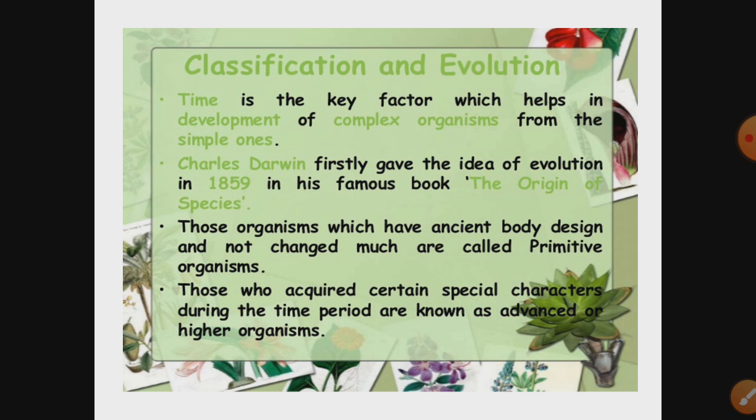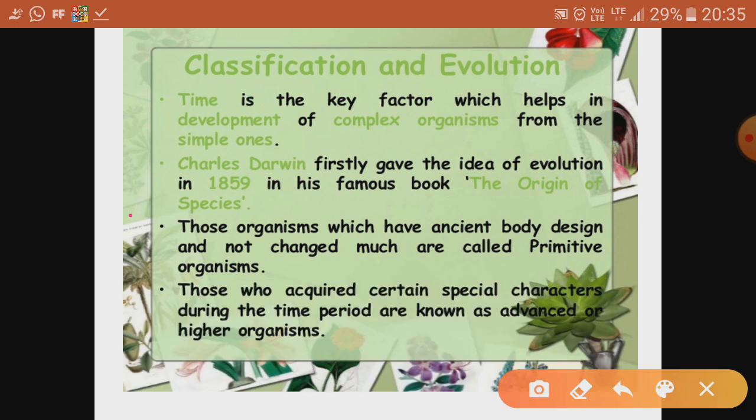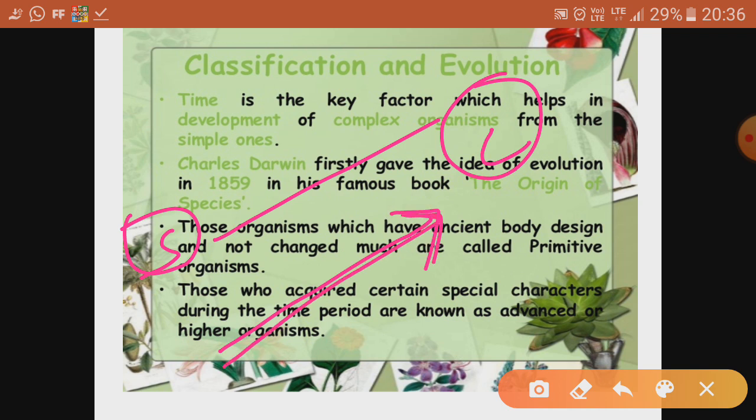Now I am going to read this. Time is the key factor which helps in the development of complex organisms from simple ones. So we have started our journey from simple organisms to complex organisms, simple to complex. This journey has happened, and this is called evolution. Charles Darwin, a very famous biologist, first gave the idea of evolution in 1859 in his famous book Origin of Species.